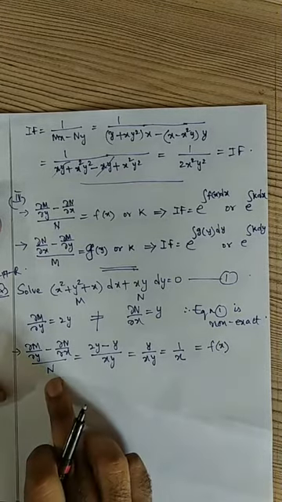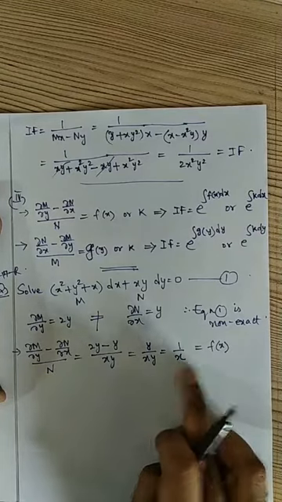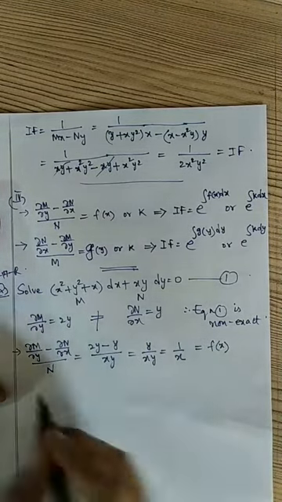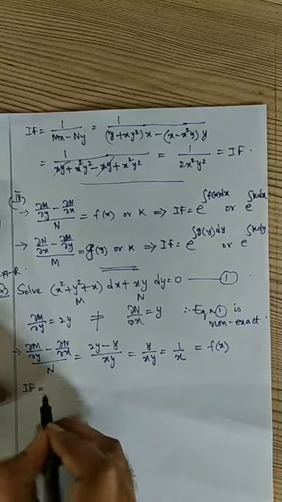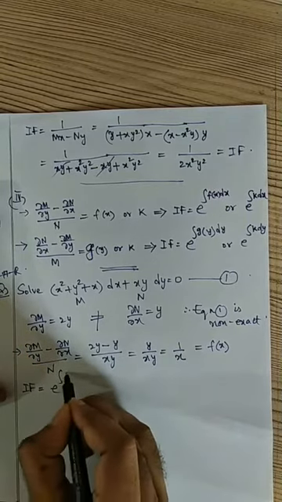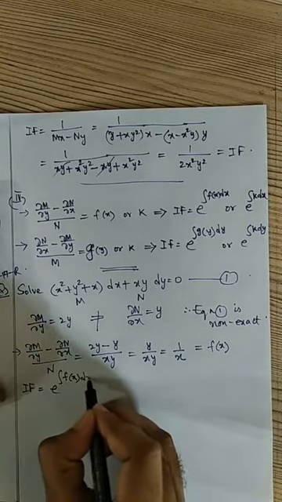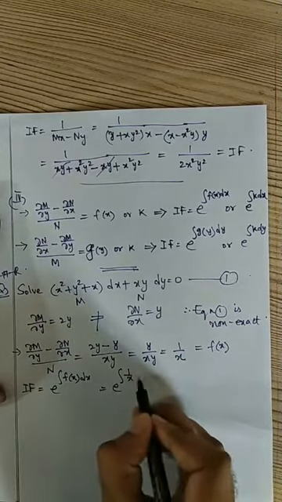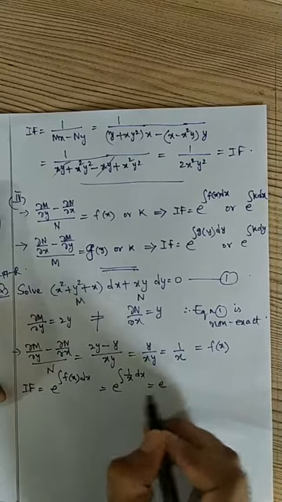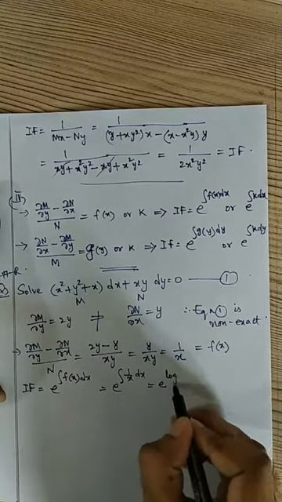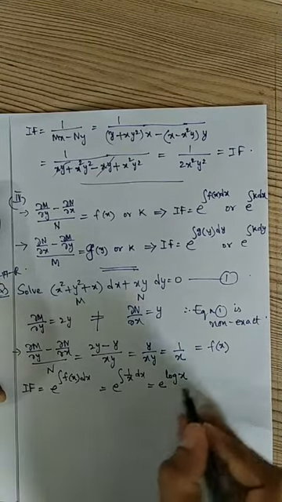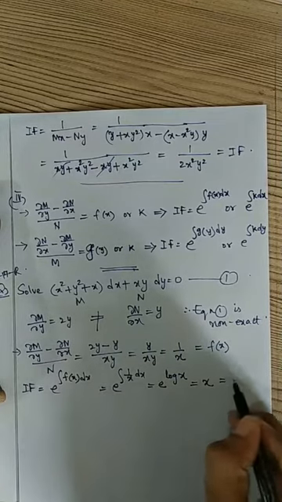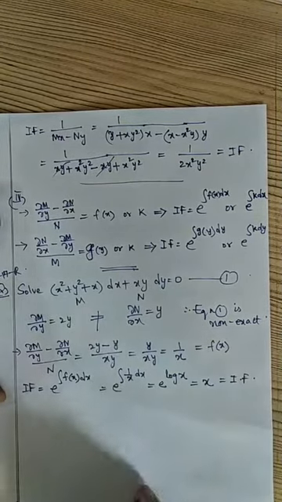So when we evaluated this, we got 1 by x, which is a function of x, right? Then the integrating factor is given by e power integral f of x dx, which is equal to e power integral, what is f of x? 1 by x dx. E power integration of 1 by x is log x. Exponential and logarithm get cancelled, so the integrating factor is x only.